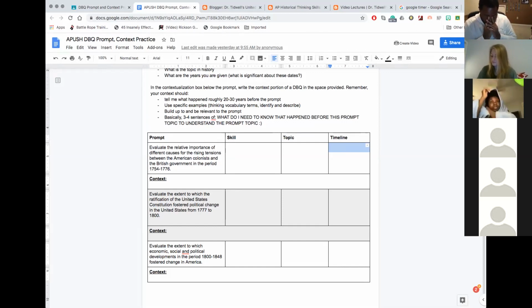So rising tensions between the colonists and Britain between 1754 to 1776 were a result of the debt caused by the French and Indian War. That's pretty much it.